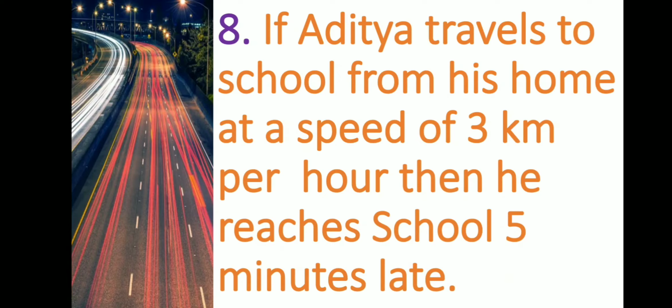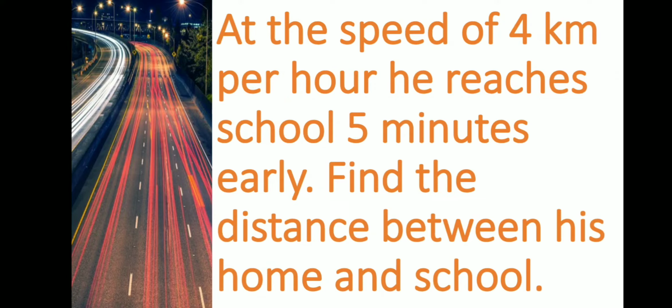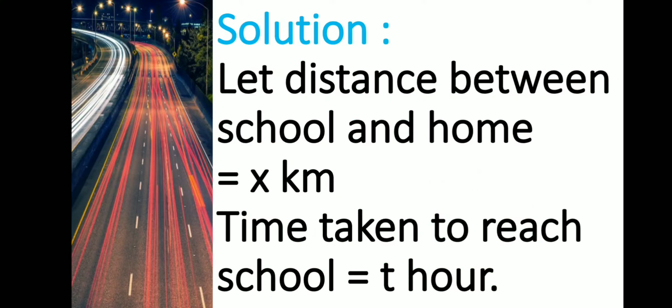Now come to question number 8. If Aditya travels to school from his home at a speed of 3 km per hour, then he reaches school 5 minutes late. At the speed of 4 km per hour, he reaches school 5 minutes early. Find the distance between his school and home. So we have to find the distance. Now let us see the solution of the question.